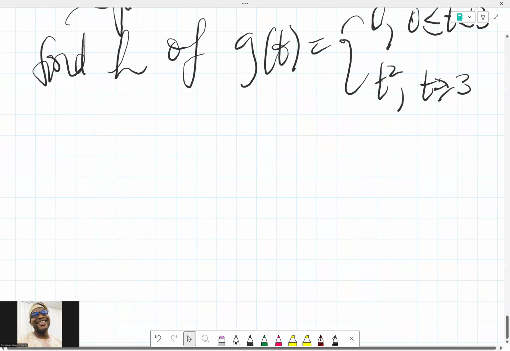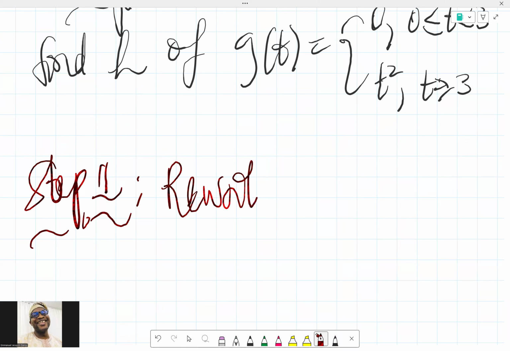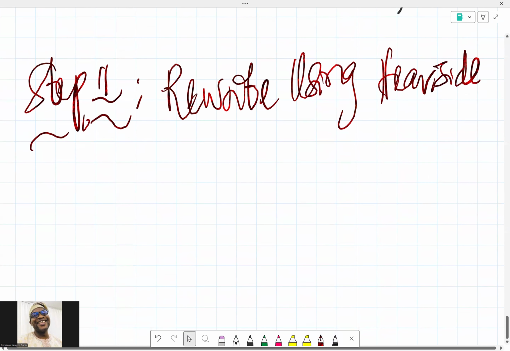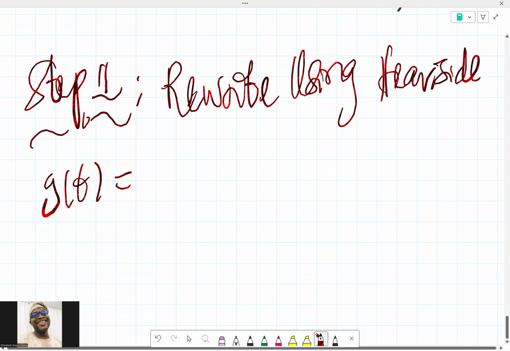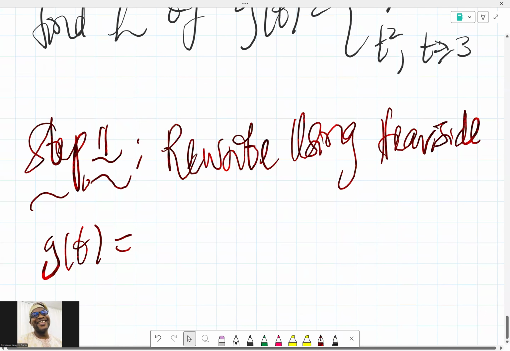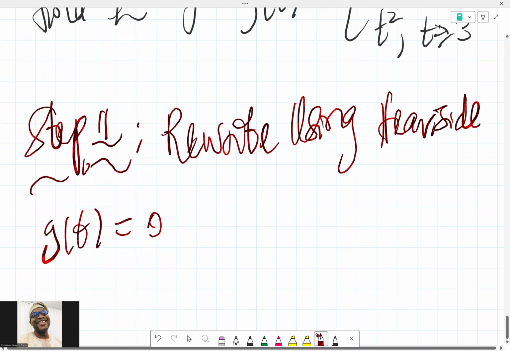So in that case, we go for step 1. Step 1, we write using Heaviside. And if we do that, it just tells us that g of t equals, here, the first one is 0. So normally it should be 0. Let me just do it for the sake of it. So the first one is 0, right? So it should be 0 u0 of t.